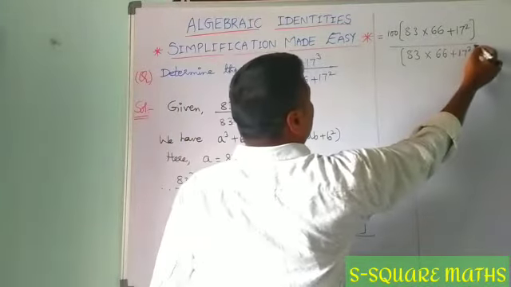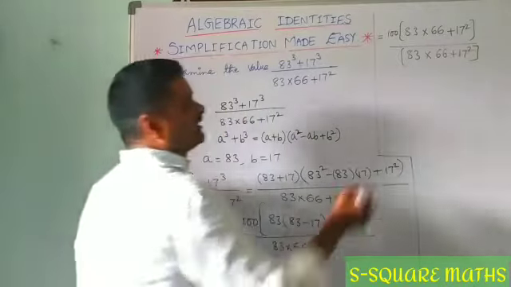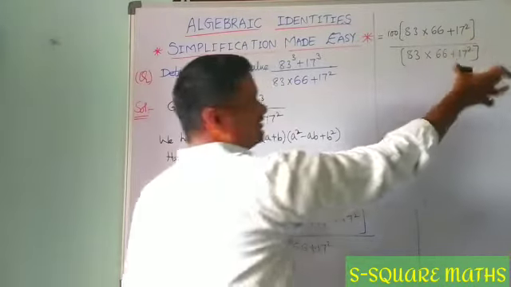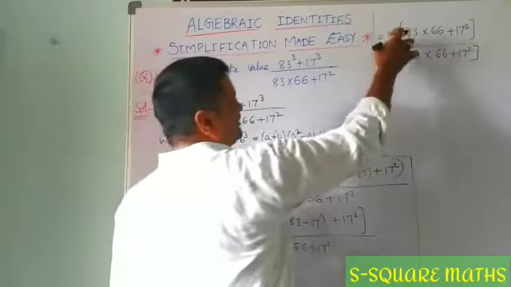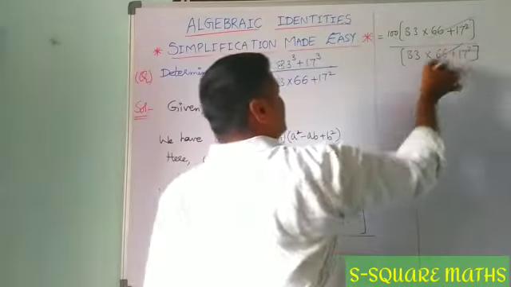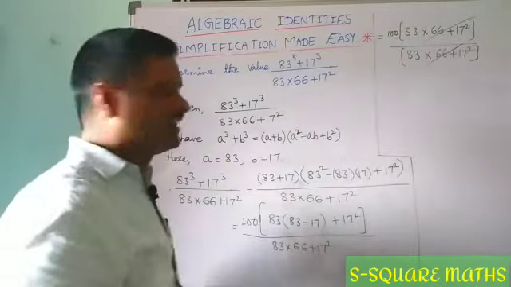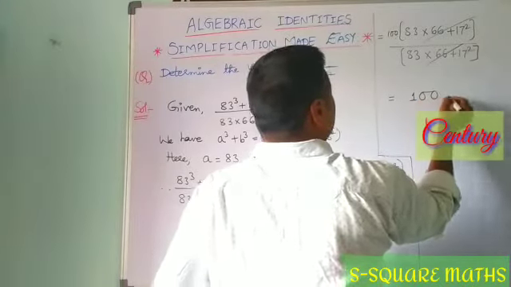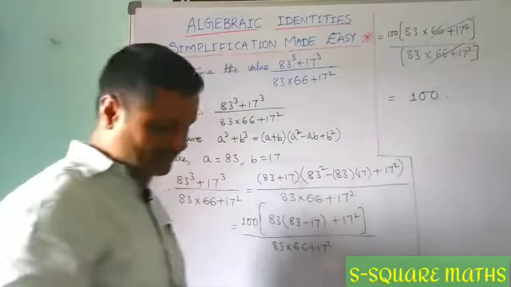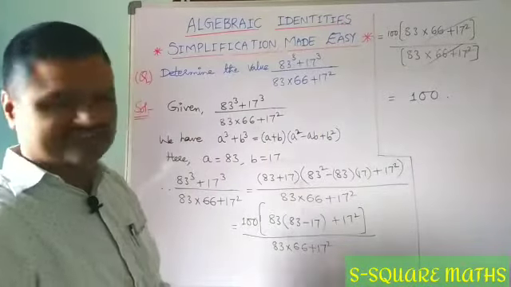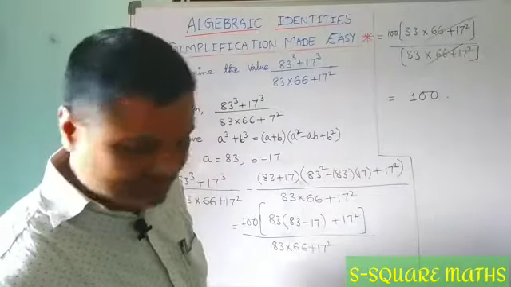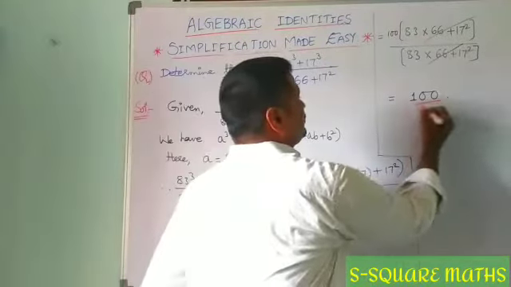If you observe carefully, 100 into this term, 83 into 66 plus 17 squared, and the denominator is also the same. Since the operation is multiplication, the term cancels, and the leftover is the answer 100. So in this way we can solve our problem.